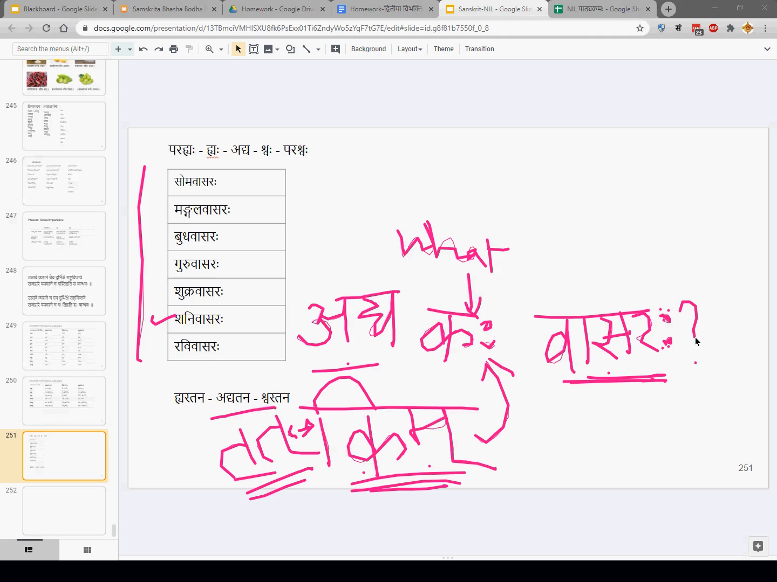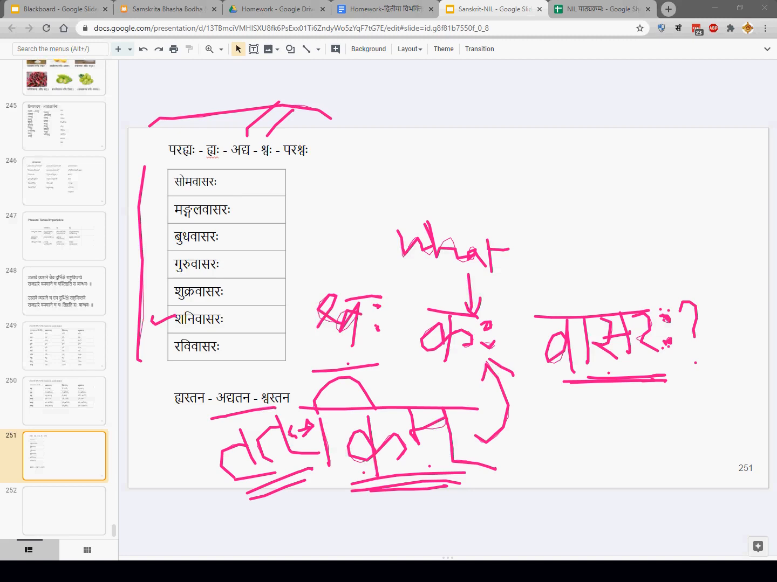Now, this is Adya. For tomorrow, we have another word called Shvaha. If I ask the question "Shvaha Kaha Vasaraha," instead of Adya, I use Shvaha here. Shvaha is also an Avyaya. All of these are Avyaya, not only Adya, though it looks like Ramaha, but it is not. It does not have any other form. Shvaha is just Shvaha.